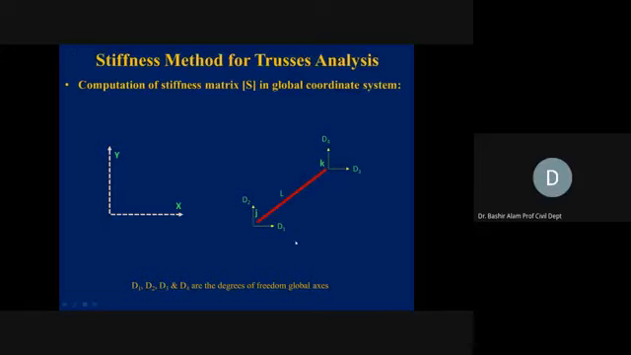The global displacements are shown here along the x-axis at joint J. It is D1, then D2, D3, and D4. These are the displacements at K. Now you should be able to visualize, when we give displacement in the D1 direction, what will happen? If you start pushing this in the D1 direction, the member will start coming in compression.